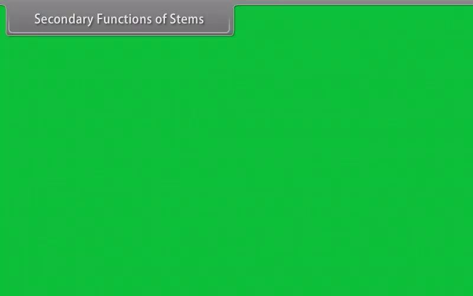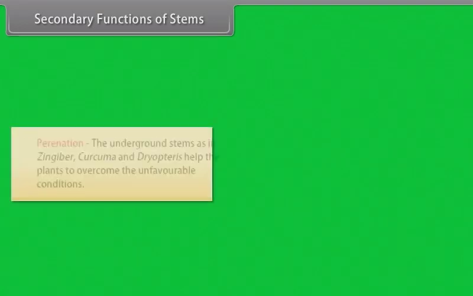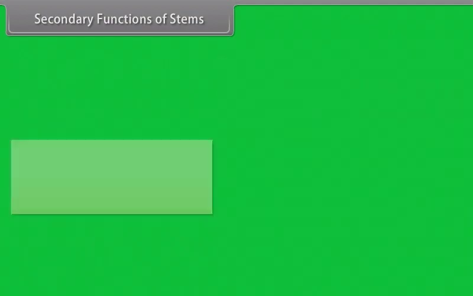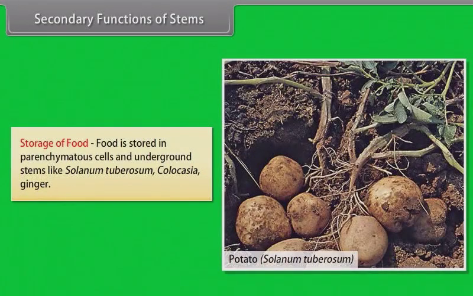Secondary functions of stems. Perennation. The underground stems, as in zingiber, curcuma, and Dryopteris, help the plants to overcome unfavorable conditions. Storage of food. Food is stored in parenchymatous cells in underground stems like Solanum tuberosum, Colocasia, and ginger.